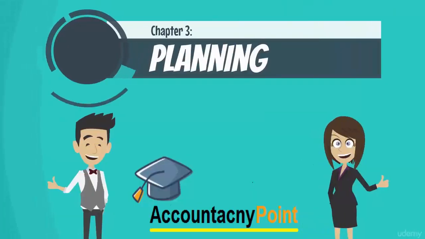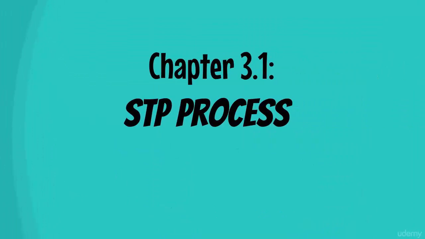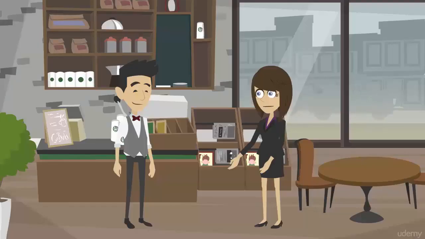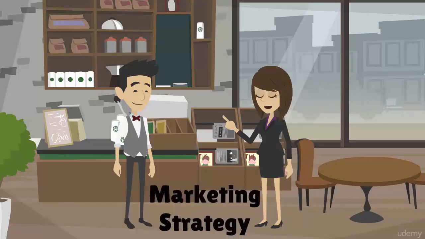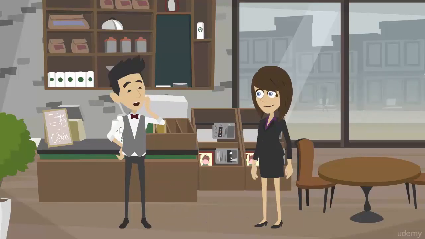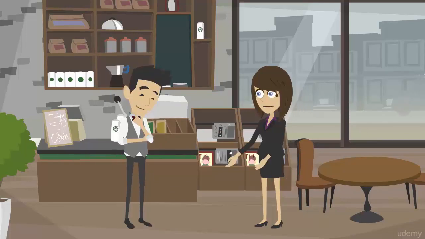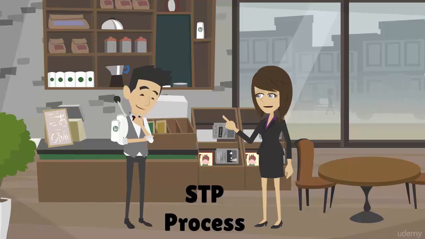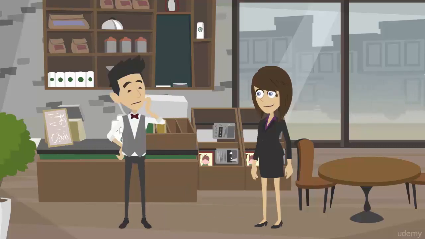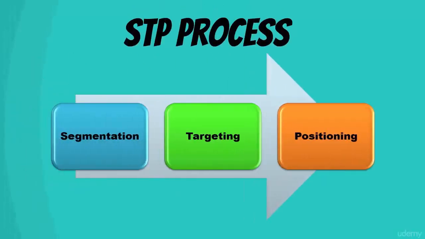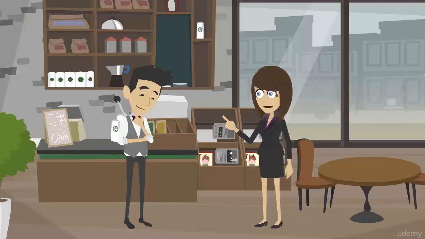Chapter 3, Planning. Chapter 3.1, STP Process. After situation analysis, you can plan the marketing strategy. Yeah, how do I plan the marketing strategy? You can use the STP process for planning your marketing strategy. STP process? Yeah, STP stands for segmentation, targeting, and positioning. I see. What is the STP process for? You can select your target market and decide on your business position using the STP process.